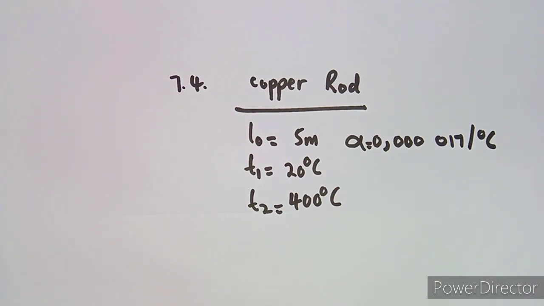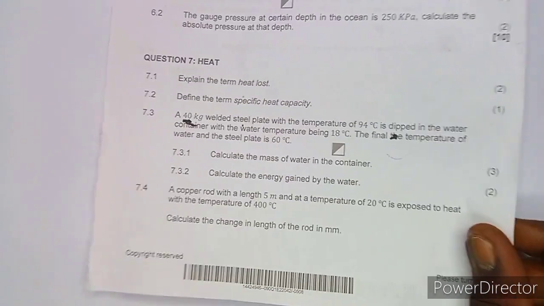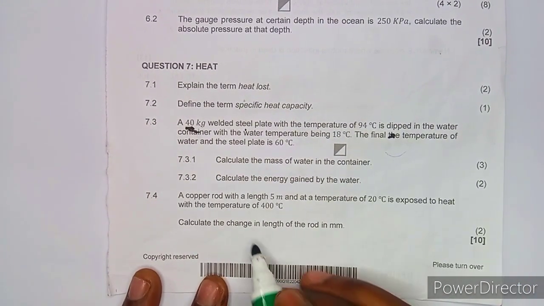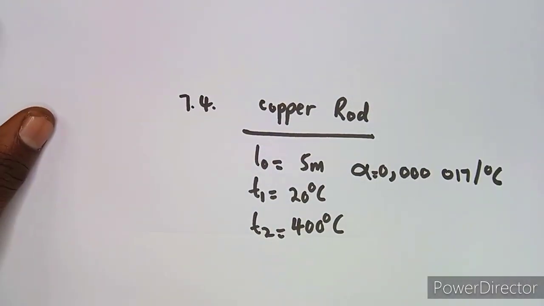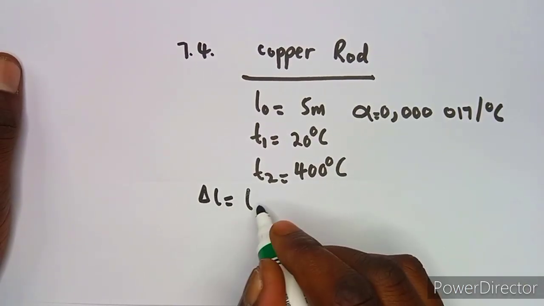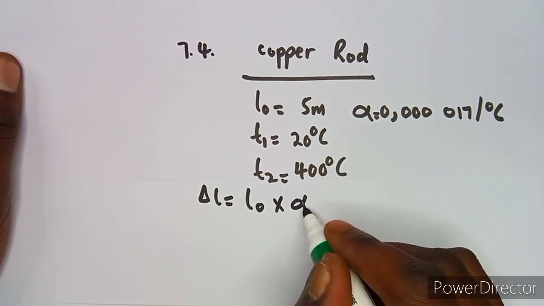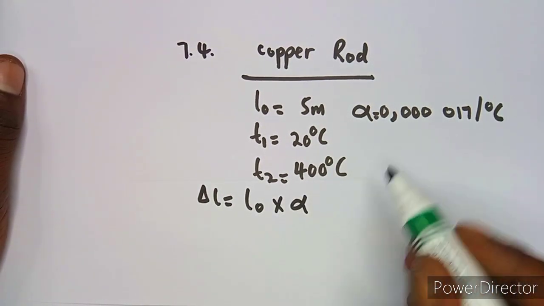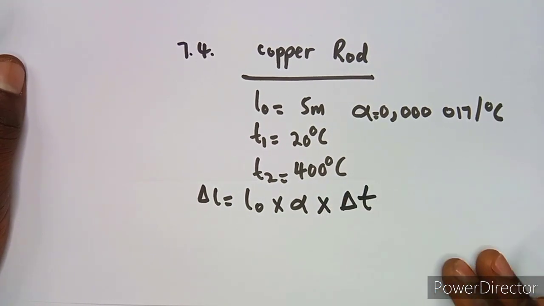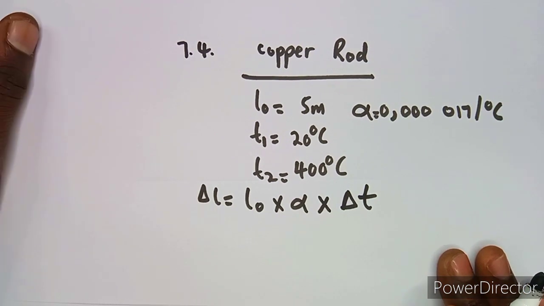So why are we listing this information? We also know that once we have the information, it's very easy for us now to calculate the change in length. We have a formula for this. So what is the formula, guys? Remember that the formula is change in length is equal to original length times the linear coefficient of expansion times the change in temperature, like that. So this is what you're going to have for the change in length.